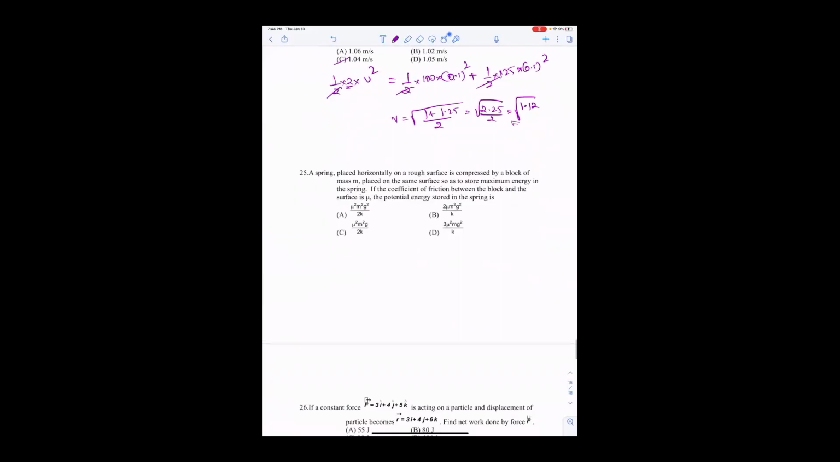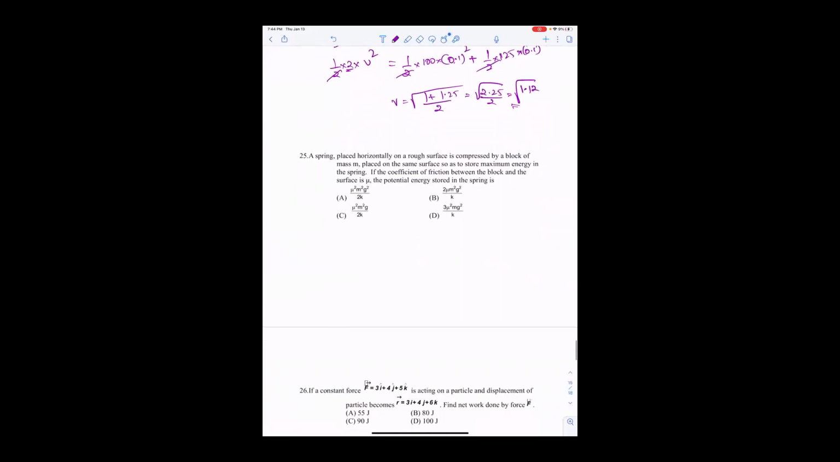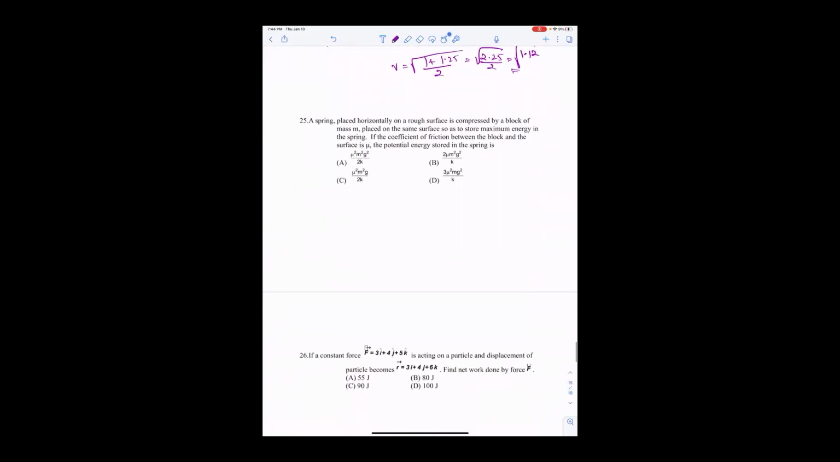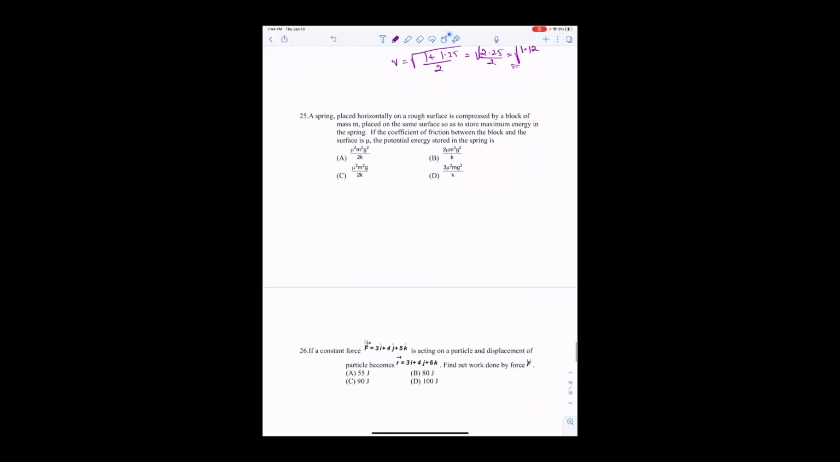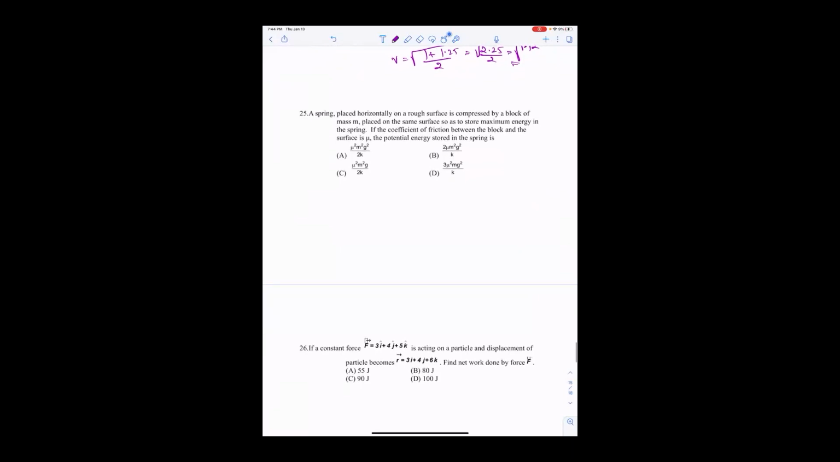Next one: a spring placed horizontally on a rough surface is compressed by a block of mass m placed on the same surface so as to store maximum energy in the spring. The coefficient of friction between the block and the surface is mu. Find the potential energy stored in the spring. Good question.